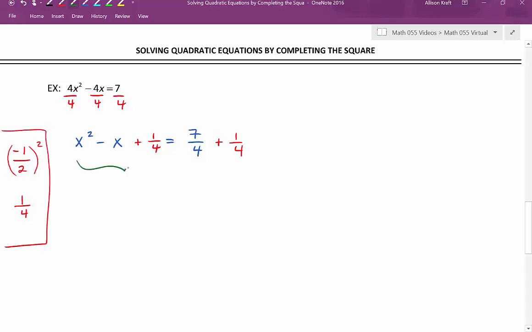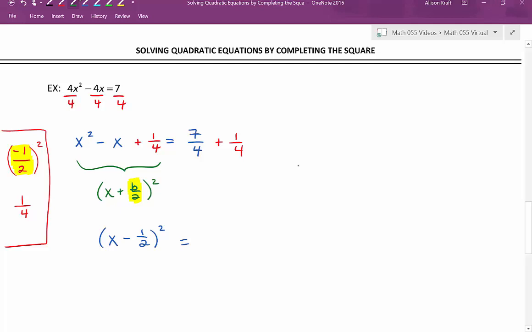We've created a perfect square trinomial on the left that will factor into the form x plus b divided by 2 quantity squared. Remember that our b divided by 2 value is the number that we had right before we squared it. So this time, b divided by 2 is negative 1/2. This factors into x minus 1/2 squared. We want to write x minus 1/2 rather than x plus a negative 1/2.